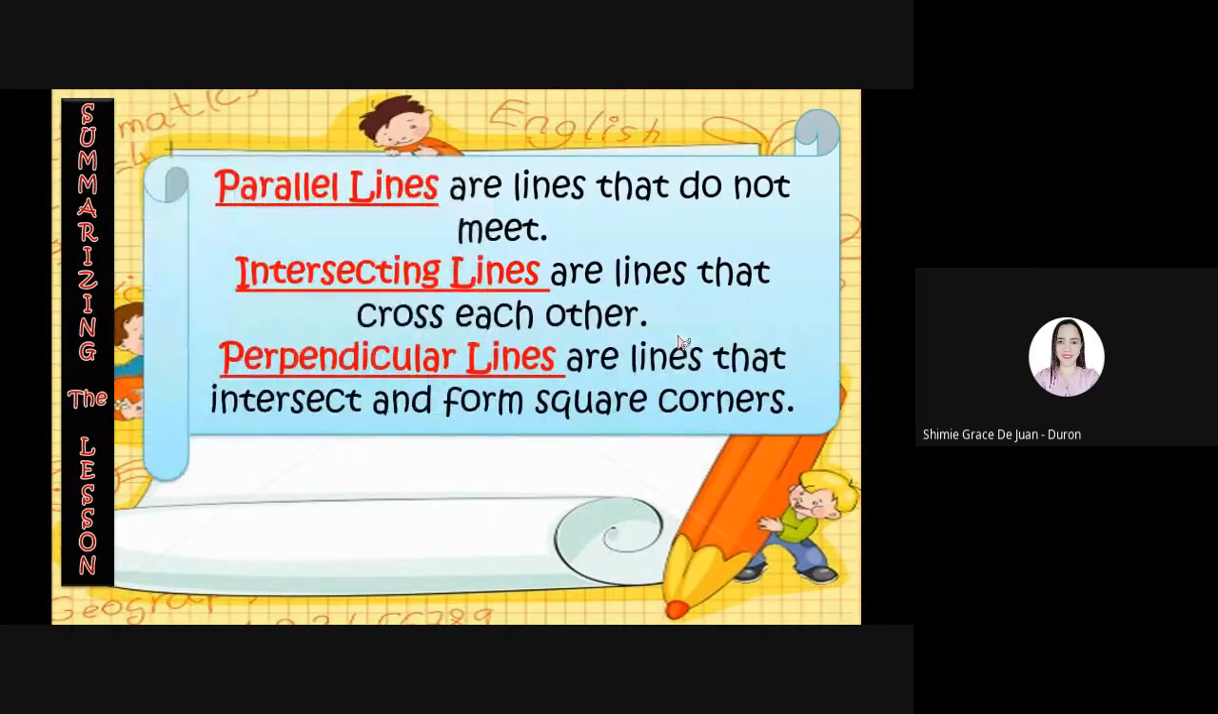So, once again, kids, what are the 3 kinds of lines that we have discussed earlier? Okay, we have the parallel lines, intersecting lines, and perpendicular lines. Always remember that parallel lines are lines that do not meet. Intersecting lines are lines that cross each other. Perpendicular lines are lines that intersect and form square corners.